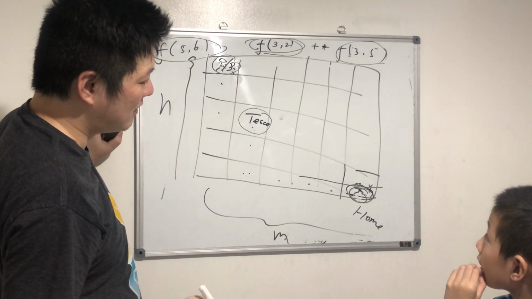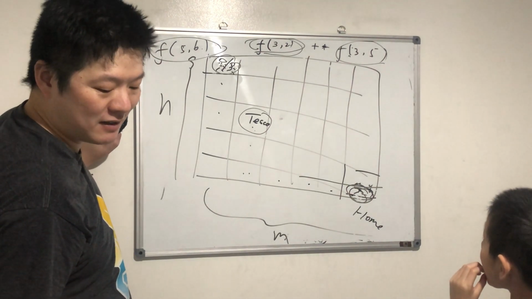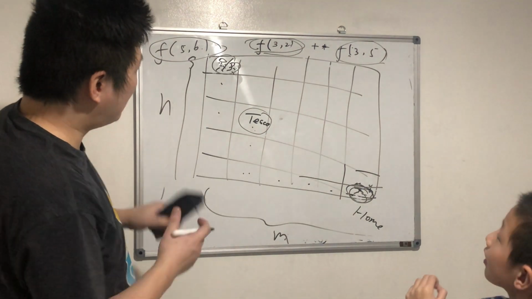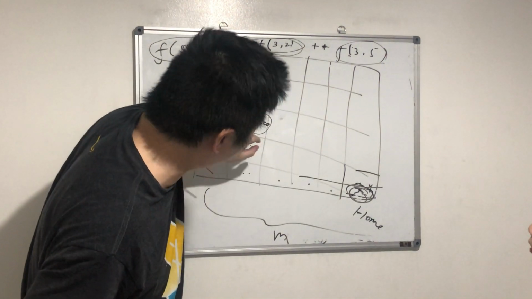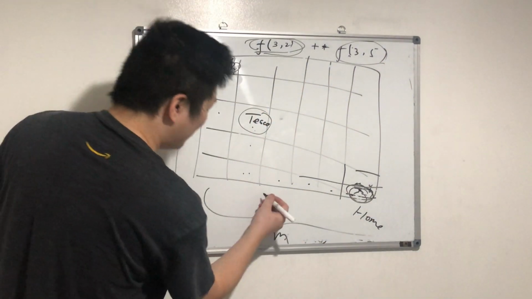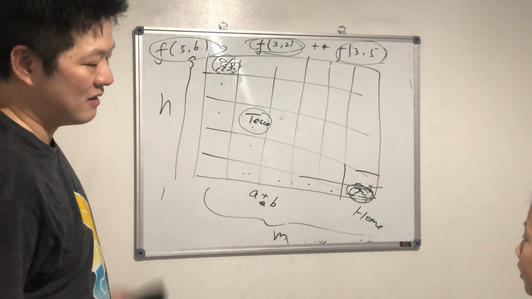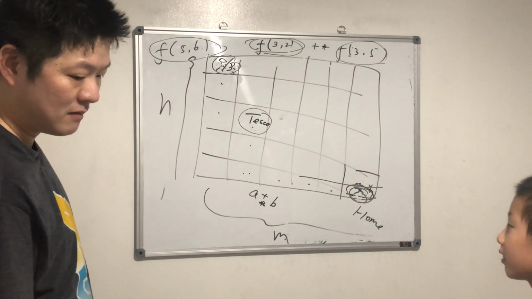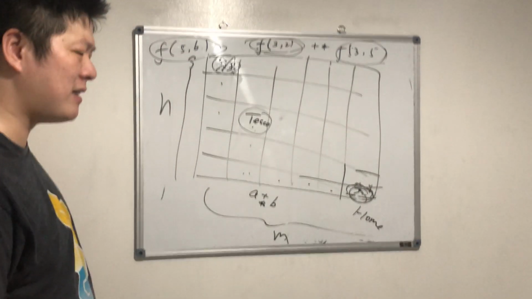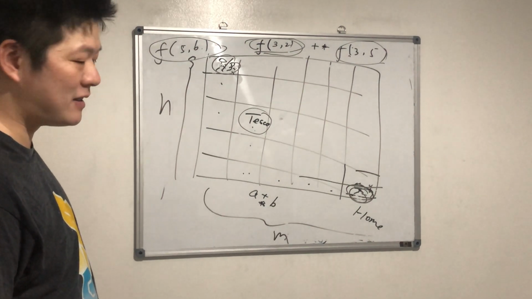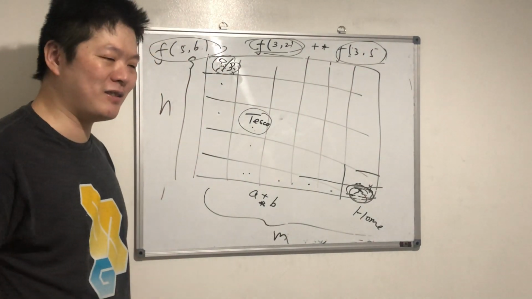Ready? Everybody, any thoughts? There are A ways to come to Tesco, and there are B ways from Tesco to home. So A, B, should I add or times? Add, times, both. I think it's probably add. Why is that? Times. It's times. Of course it's times.